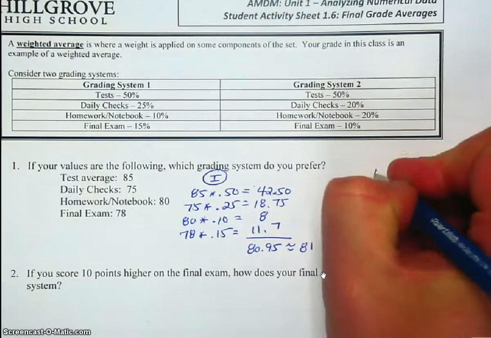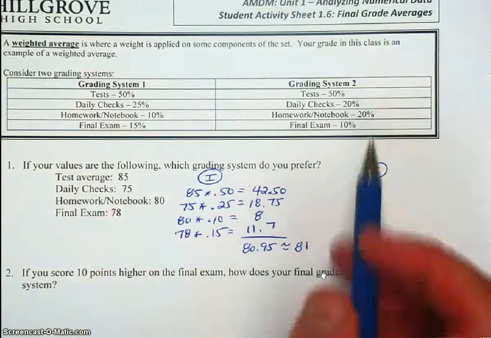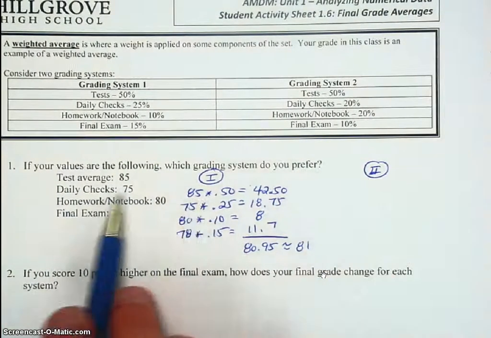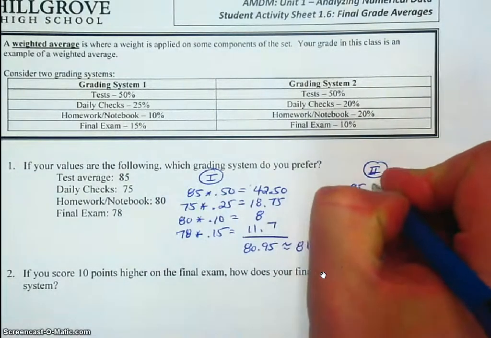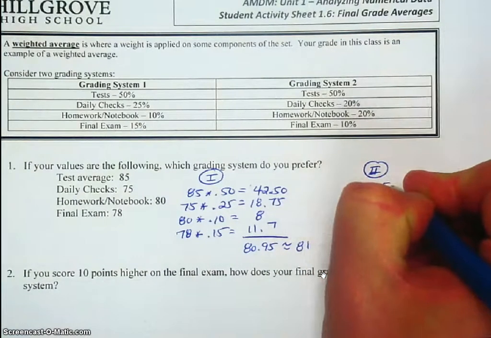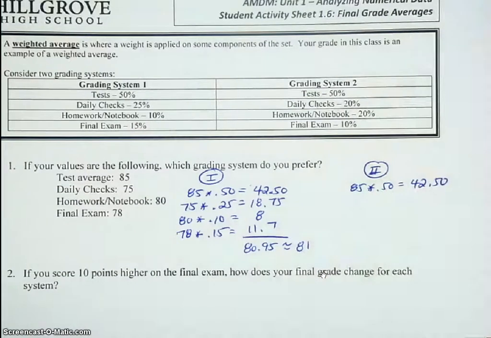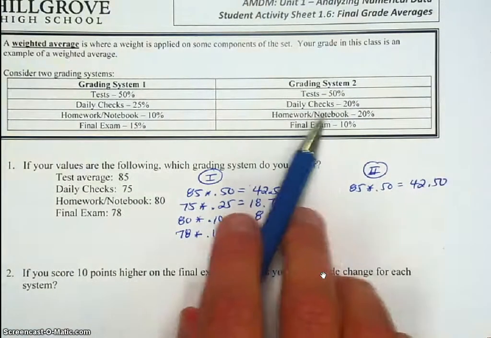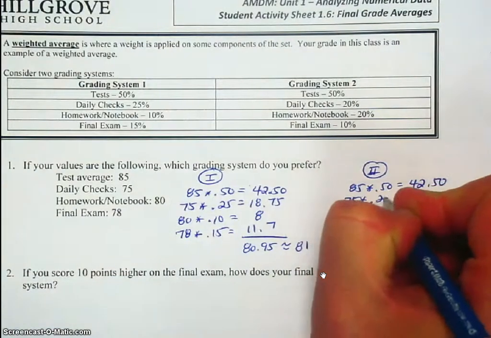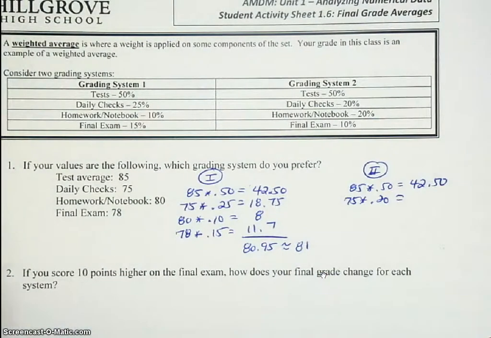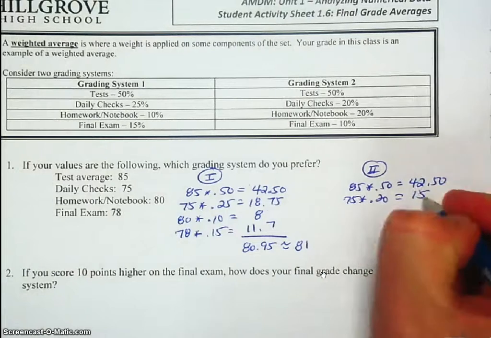So now let's take those same grades and let's look at grading system 2. So we've just altered the percentages a little bit. Now the test average is the same. It's still 50%, so we're still taking 85 times 0.5, and we end up with 42.50 there. That didn't change. My daily checks did change a little bit. Now they're only worth 20%, so I'm going to multiply that by 0.20. So 75 times 0.20. Not doing so hot on my daily checks here.